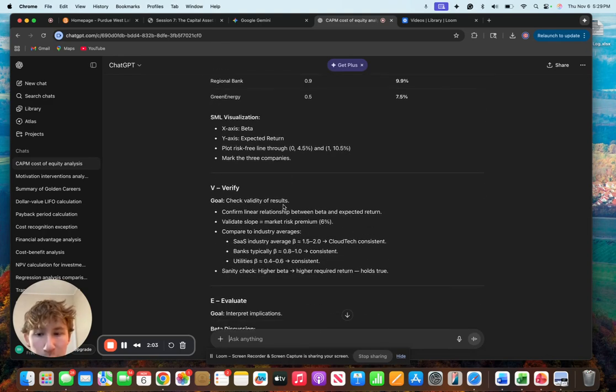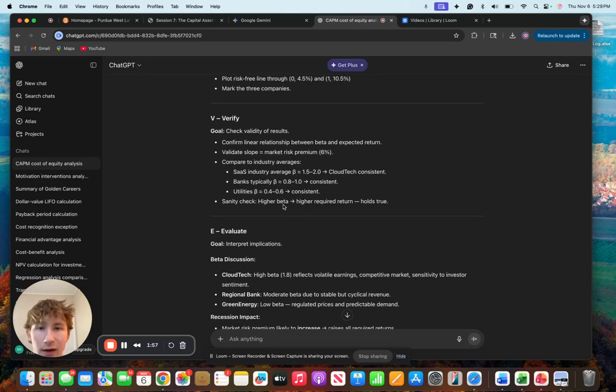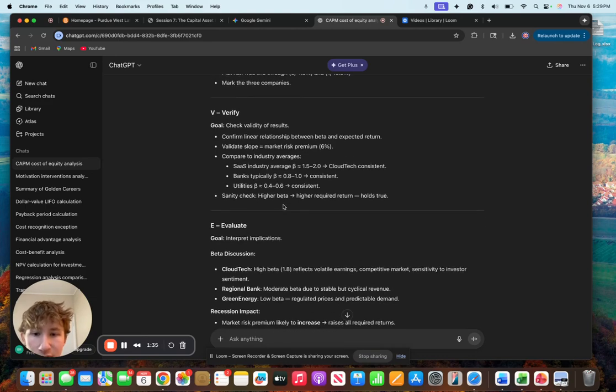As we move on to the V portion of DRIVER, we have to verify our results. When we compare to industry averages, the industry average beta for SaaS is 1.5 to 2, which is consistent with cloud tech. Banks typically run from 0.8 to 1 beta, which is consistent with the bank option. And for utilities, 0.4 to 0.6, which is consistent. So when we validate our results, they are all consistent with what we got using the Python code.